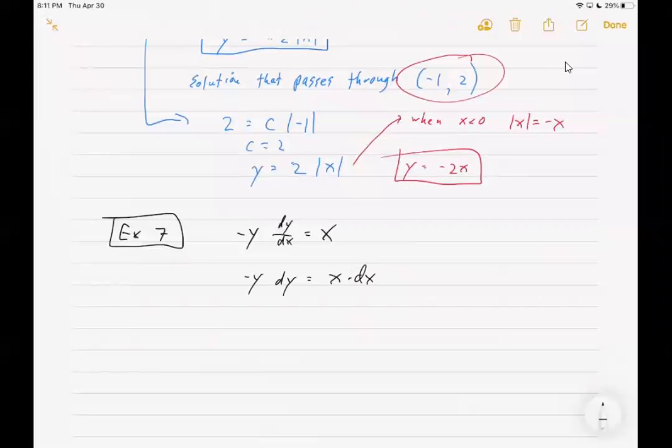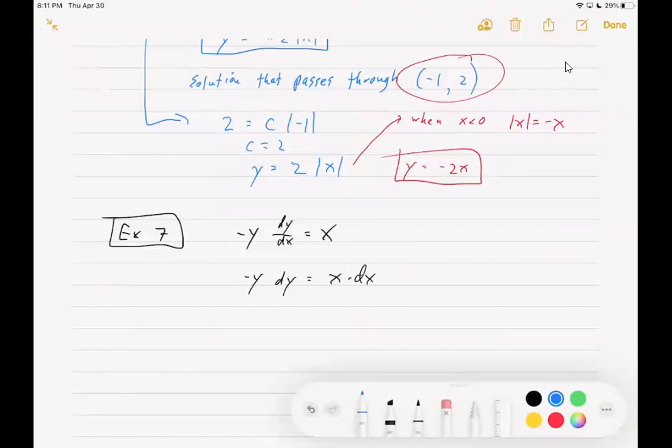Okay, so why don't you see if you can integrate both sides and then start the video again.